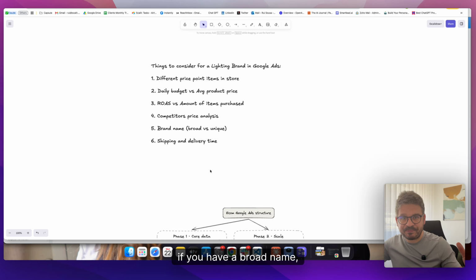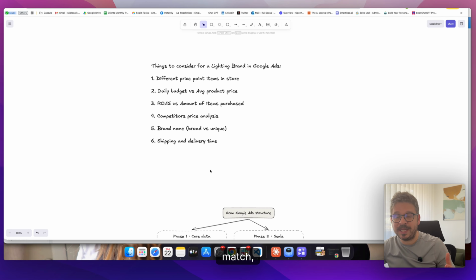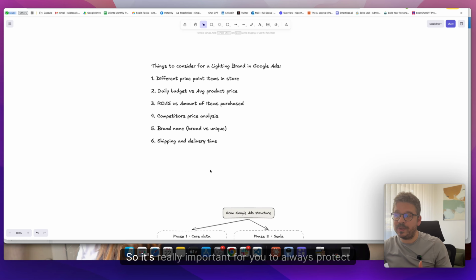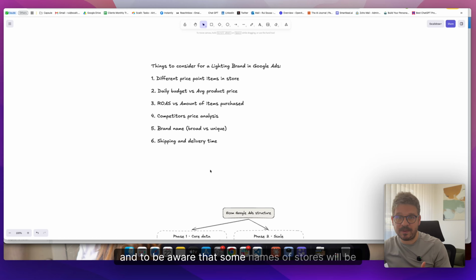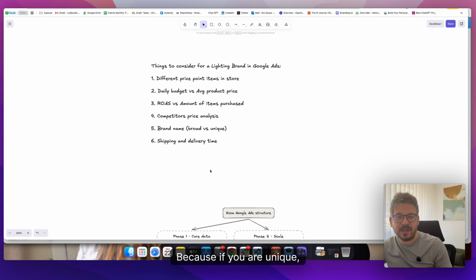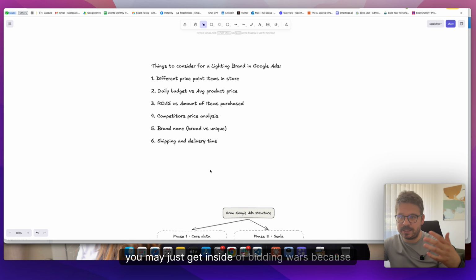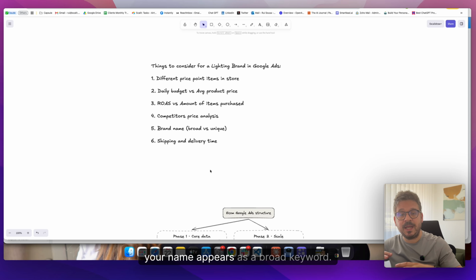Okay, guys, if you have a broad name, like, I don't know, Todd Lighting, for example, if people search for Lighting as a broad keyword match, it can technically bid on your brand name, right? So it's really important to always protect your name, and to be aware that some store names will be easier to protect than others, because if you are unique, most of the others will not accidentally bid on you. If you have a really broad name, you may just get into bidding wars, because other people are bidding for broad keywords and your name appears as a broad keyword.